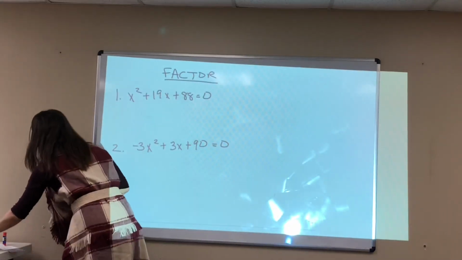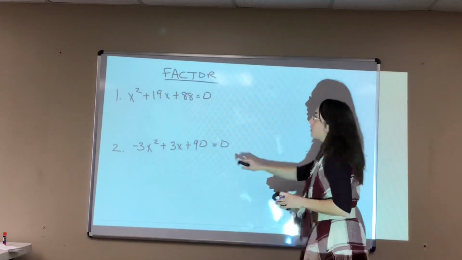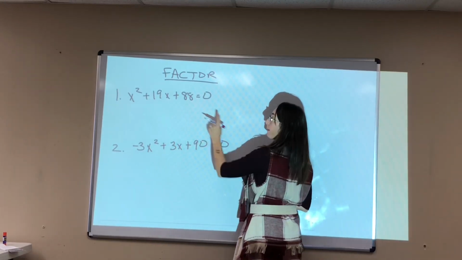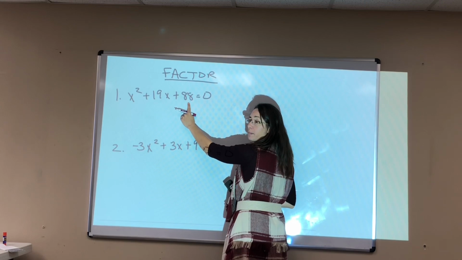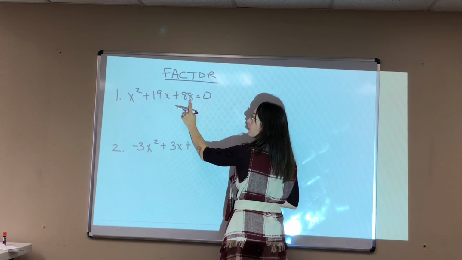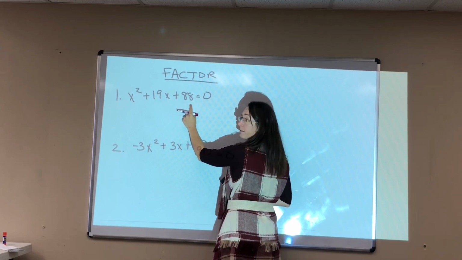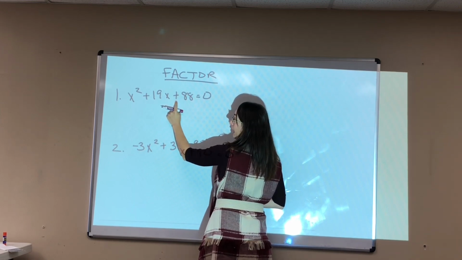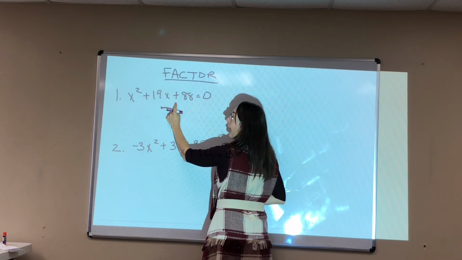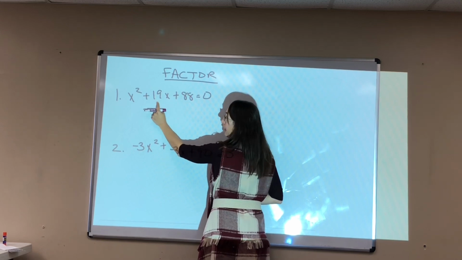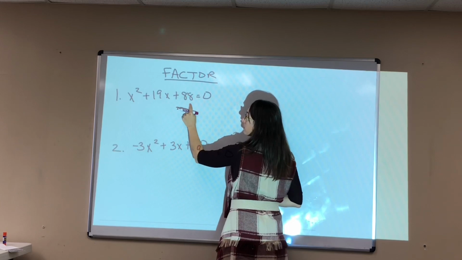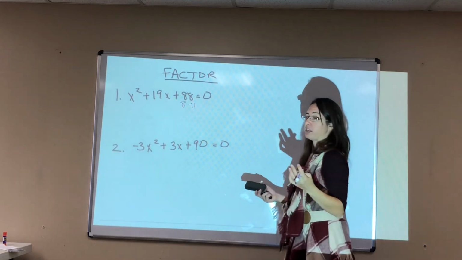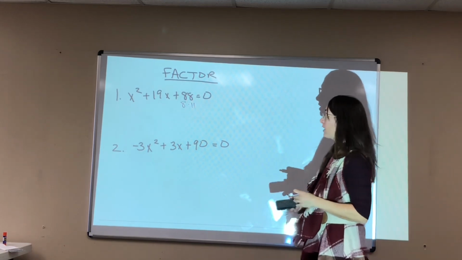We're not going to do that for time. Today you guys know how to factor this. How do we read it when we factor? Okay, so it's always going to be on the opposite side. So 88, and then what factors of 88 add up to 19? 8 and 11. Okay? So we can factor that one easily.